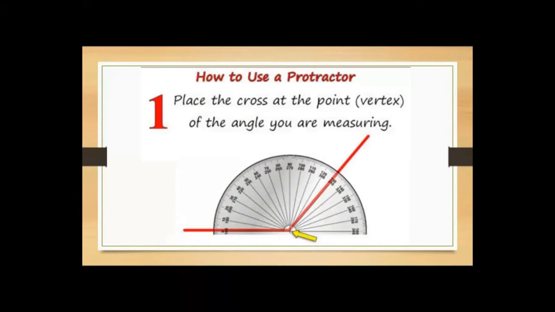Here we have how to use a protractor. This is the first point: place the cross at the point, meaning the vertex, of the angle. Where are you measuring? As you see, this red line shows your angle, and this is the common point which is called the vertex. So you place the center point or the cross of your protractor at your vertex. Then you measure from this side.